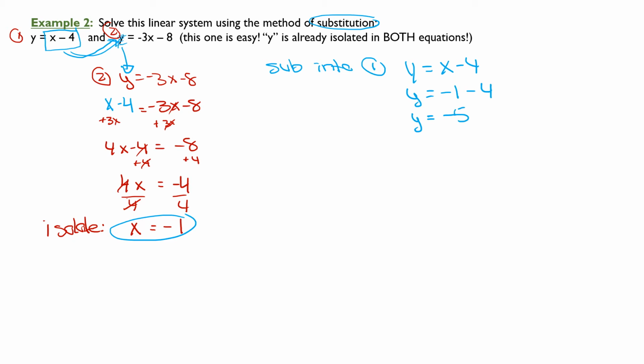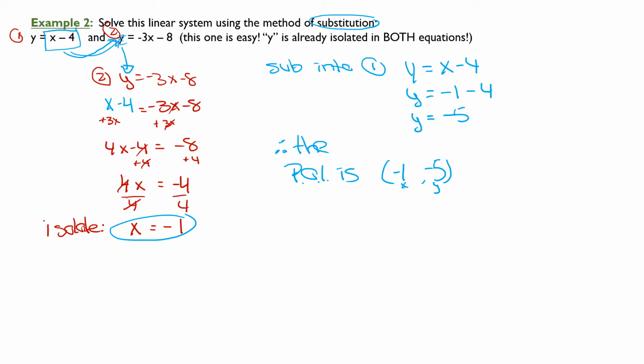So what I have here is, therefore, the point of intersection is, so you always write a coordinate with an x and a y. Our x is a negative 1, our y is a negative 5. That's the point of intersection. And you have to have a statement like that at the end. You can't just leave it like this.